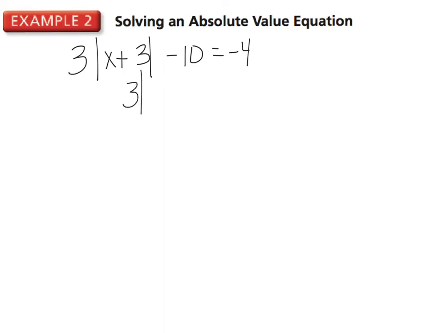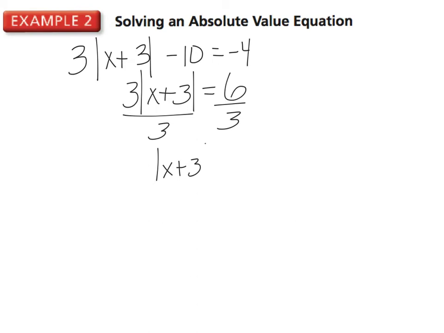So that's going to give us 3 multiplied by the absolute value of x plus 3 equals 6. I do not distribute the 3. I divide both sides by 3 by using the division property of equality. That gives me the absolute value of x plus 3 equals 2.